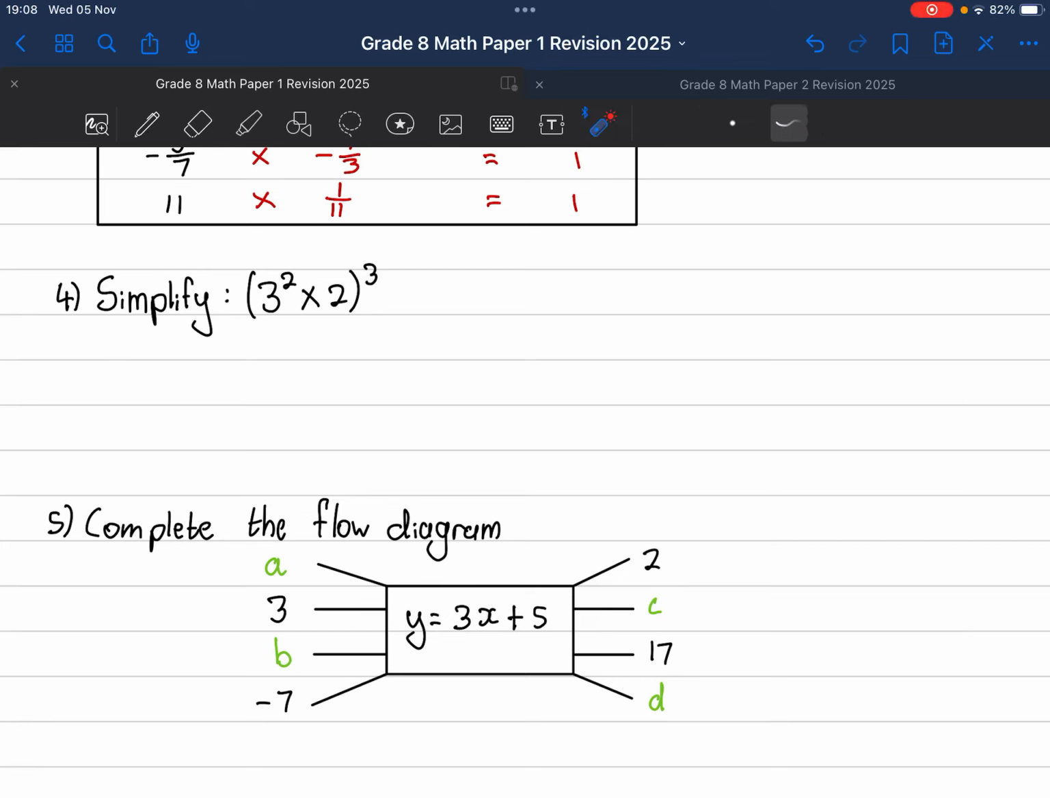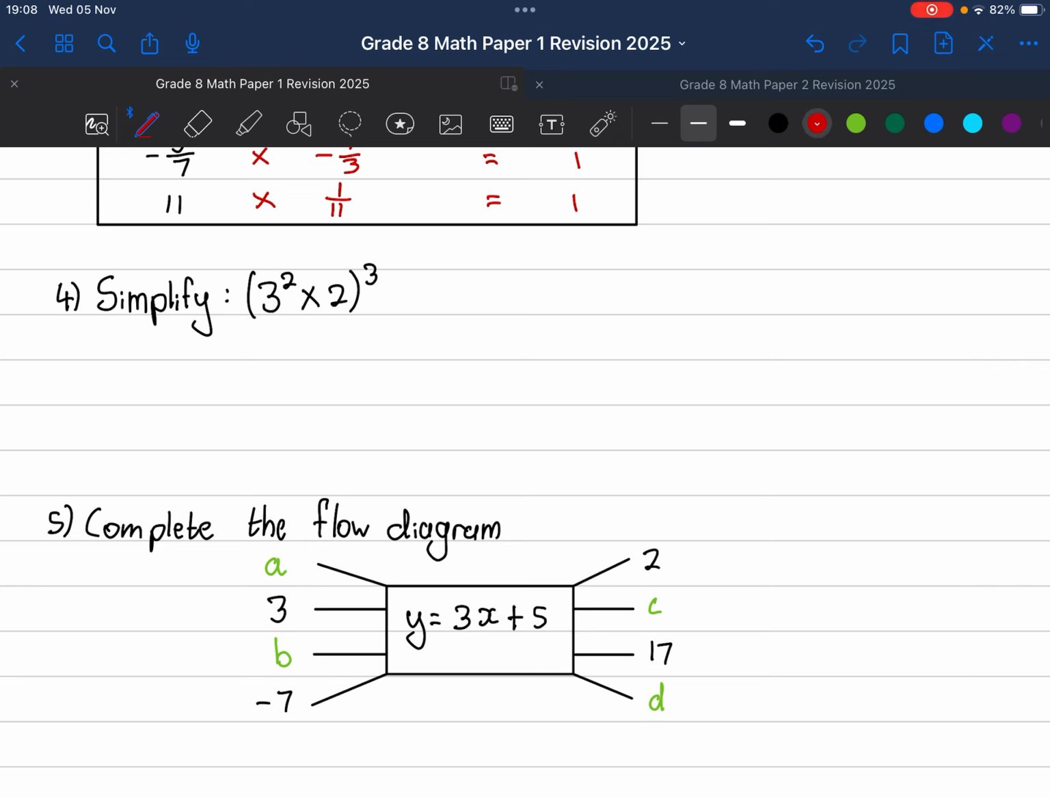For our next video, we're going to be focusing on question 4. Question 4 has (3 to the power 2 times 2) all raised to the power 3. This question tests the laws of exponents. As you might be familiar, there's a few laws that could be applied here.